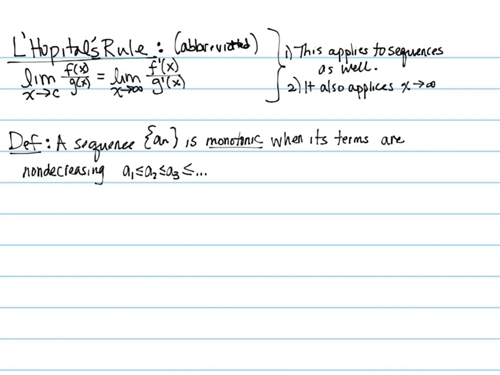So it's monotonic when its terms are non-decreasing or non-increasing. Non-increasing would be the reverse of what I just wrote down. So a sub 1 would be greater than or equal to a sub 2, and a sub 3, and so on. Okay. So we're not talking about like the sine function where it's bouncing up and down. That's not what we're doing, right? We're looking at basically things that are either increasing or decreasing or constant, okay?